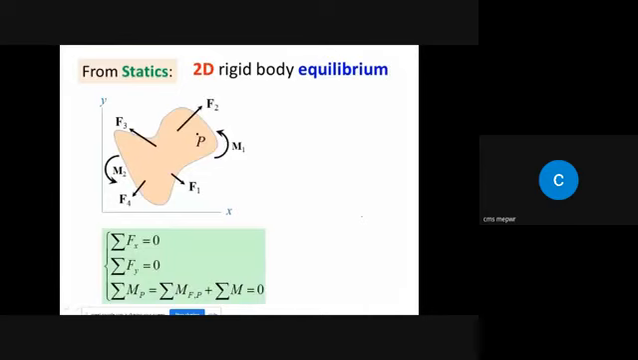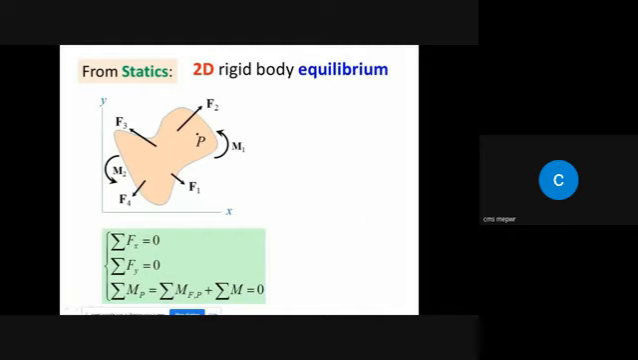Okay, so as I have told you, in case of 3D, we will have the summation of forces along the x, y, and z directions equal to 0, and then the moments about the x, y, and z axes should be equal to 0. If you want to write down these same two conditions in terms of scalars, you can have six scalar equations for the 3D case. But for the 2D case, we will have three equations.